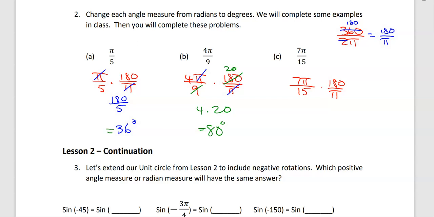And then the last one, pi divided by pi again. 180 divided by 12, actually, by 15 actually works. 180 divided by 15 is actually 12. So I'm multiplying 7 times 12. That's what's left. Final answer is 84 degrees.